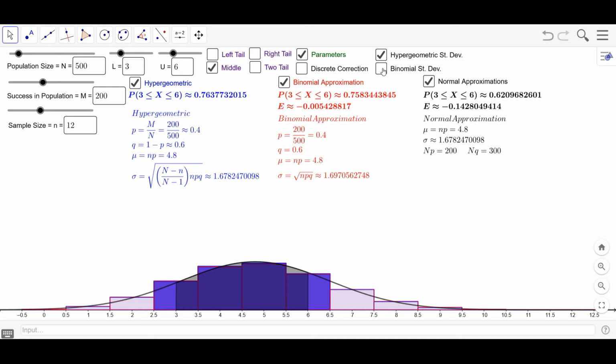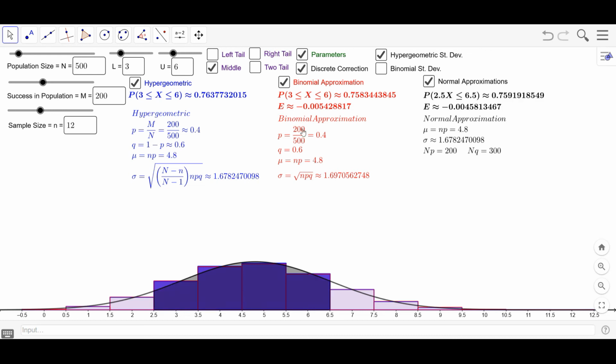Okay, they're both under by about negative 0.14, negative 0.15, in that vicinity. They're off by quite a bit.